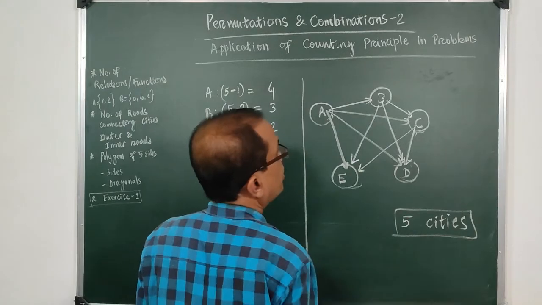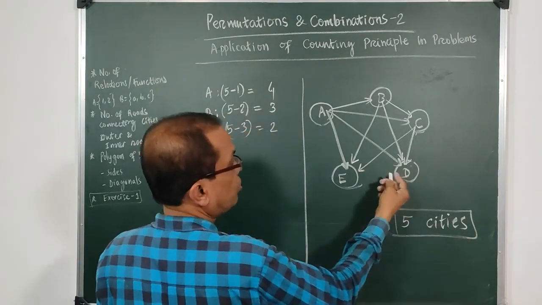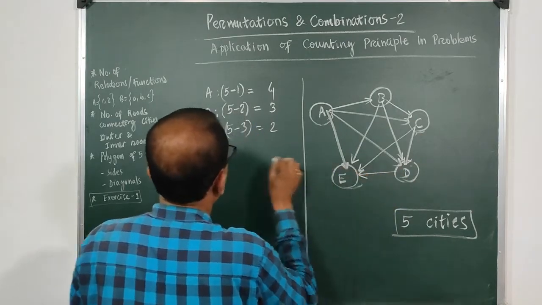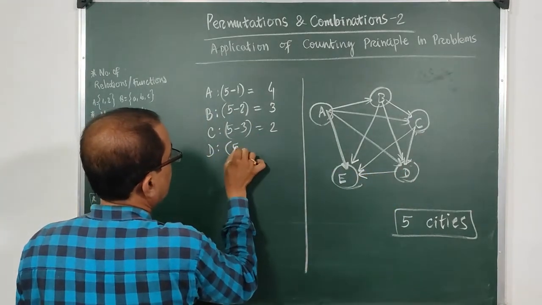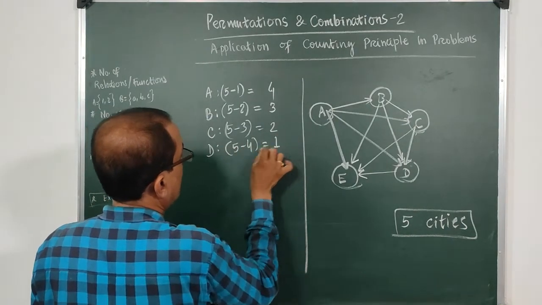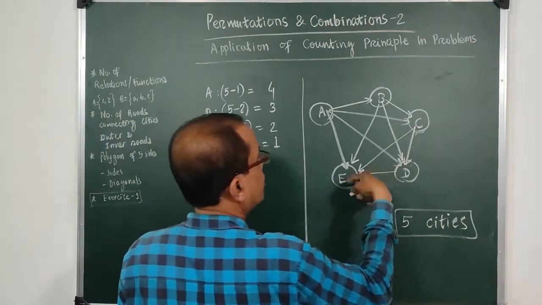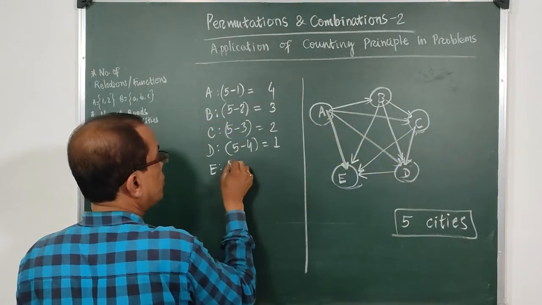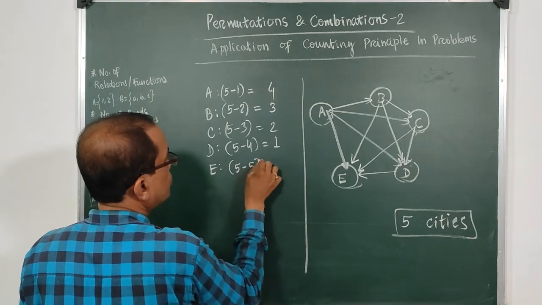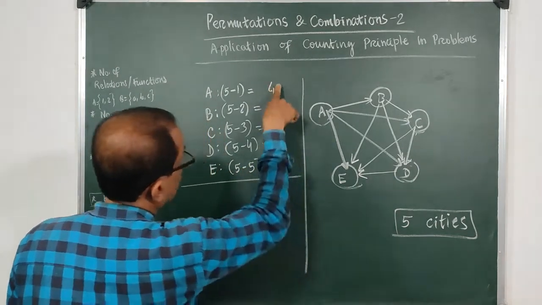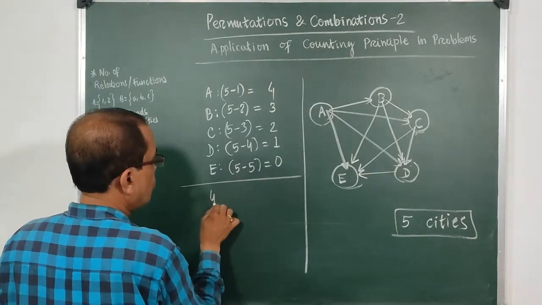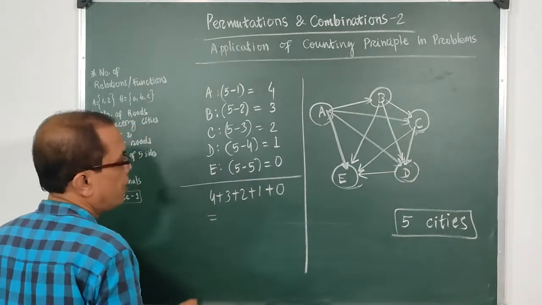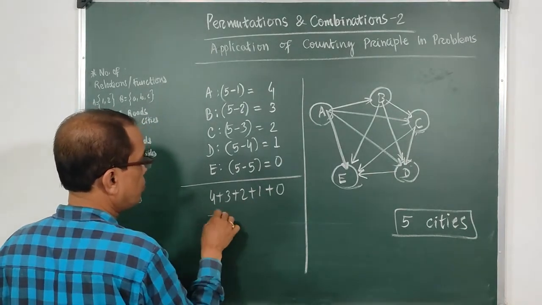And how many cities are left for D? There is only one, because D is already connected to A, B and C. So D will connect to E. D can be connected to 5 minus 4, which is equal to 1 city. And what about E? E is already connected. See, D, C, B and A have already been connected. So E is already connected. 5 minus 5 is equal to 0. Now the total number of roads, if you just count 4 plus 3 plus 2 plus 1 plus 0, is equal to 3 plus 3 is 6, plus 4 is 10.